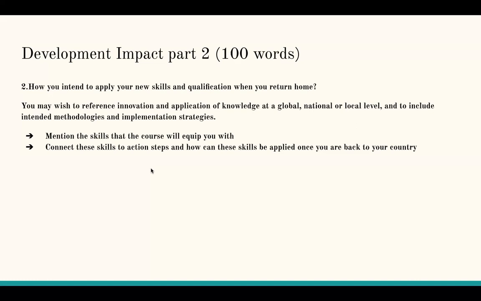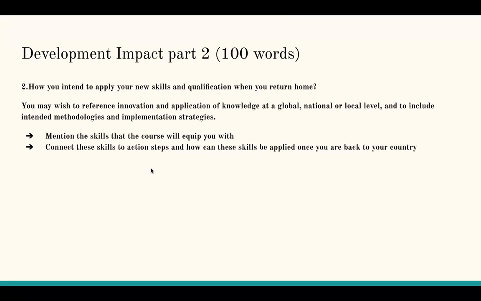Coming to the second development impact part, the second question asks how you intend to apply your new skills and qualification when you return home. So what they are saying is you may wish to reference innovation and application of knowledge at a global, national, local level, and to include intended methodologies and implementation strategies. That's quite wordy. In the simplest words, they're asking what are the skills and knowledge you're going to get from your course and how are you planning to use them in actions? How are you going to use them once you go back to your country?